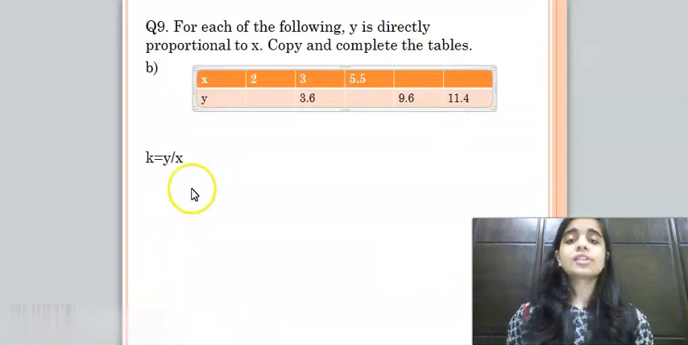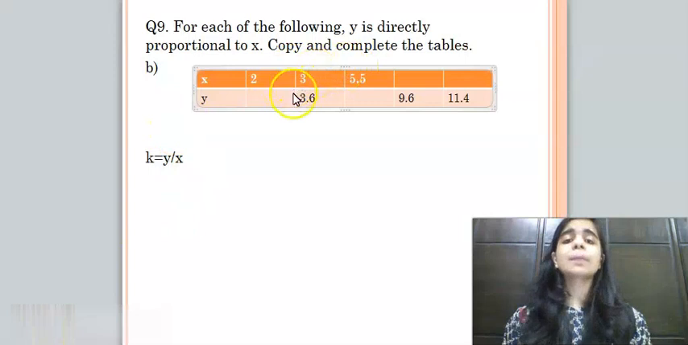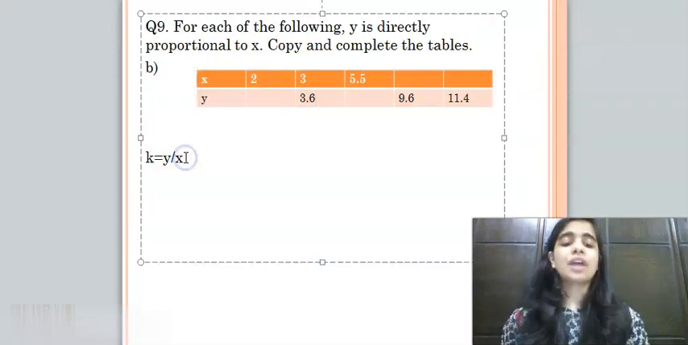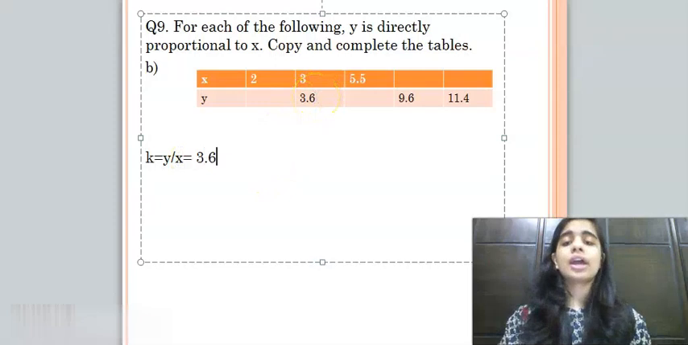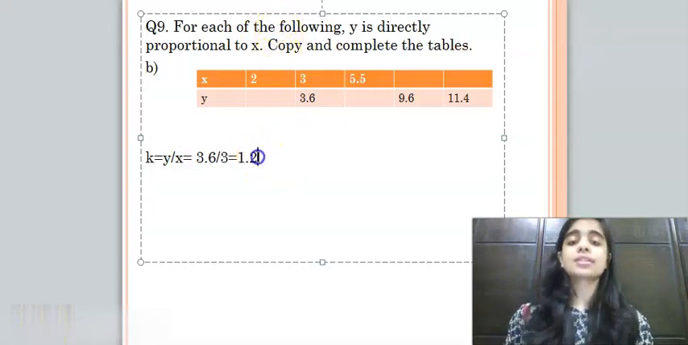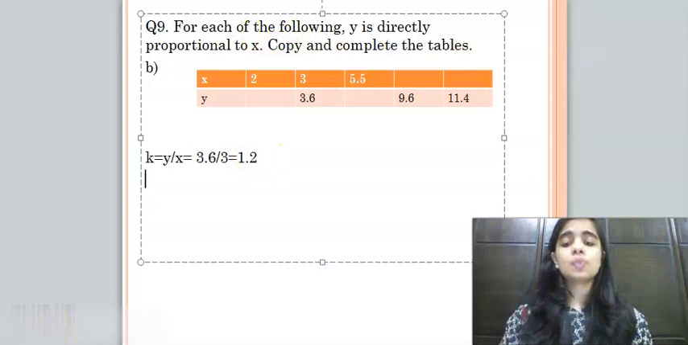All right. So this is the table for part B. So again, we have the complete set of values over here. So we will use the same formula, k is equal to y upon x, and we will find out our k. So our y is 3.6 and our x is 3. So 3.6 divided by 3 is 1.2. Yes, okay. So our equation will be y is equal to 1.2x.